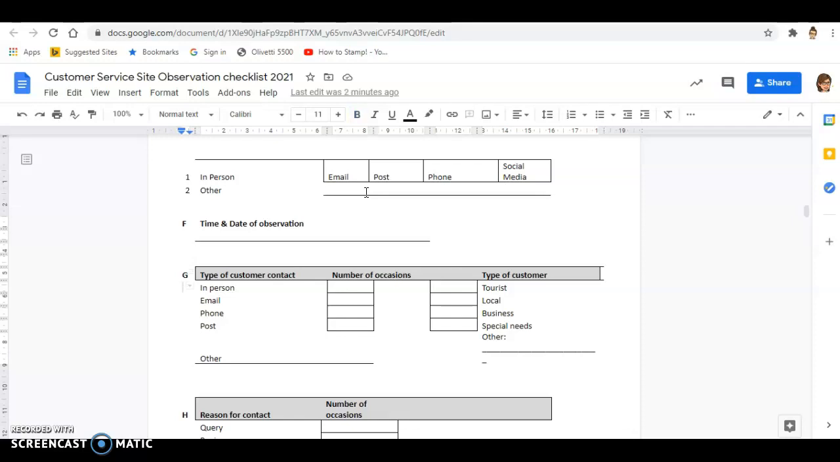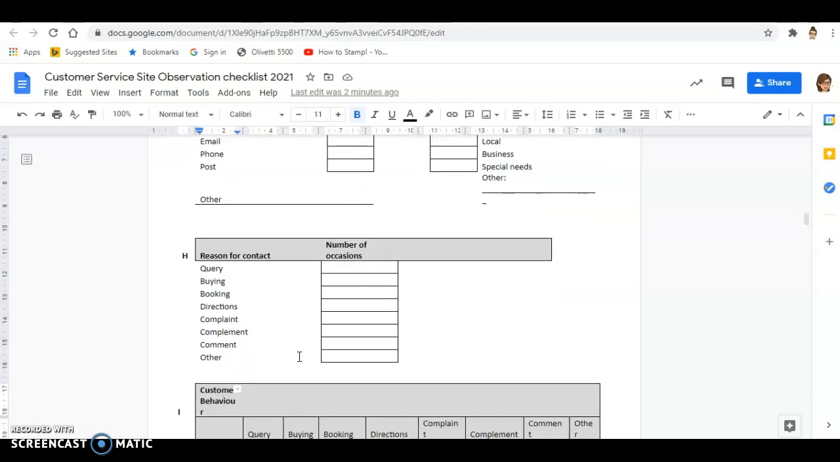So the type of customer contact, again, you're saying 2 in person and 3 by Zoom. Okay? The reason for the contact, what is the reason why these people contacted the business you're observing? They had a query, they were buying something, they were booking something, they were seeking directions, they were there to complain, compliment, or other. So you just note down, for those 5 people, 2 queries, 1 buying and 2 were booking, and then that covers all your 5 people that you observed.